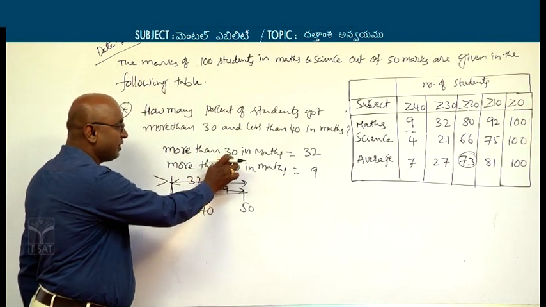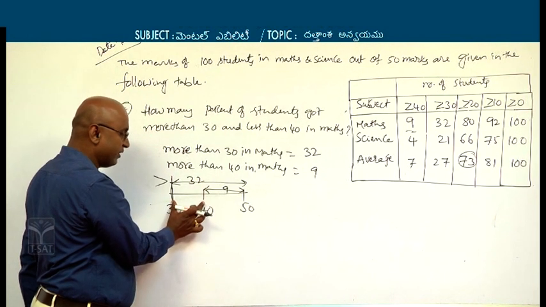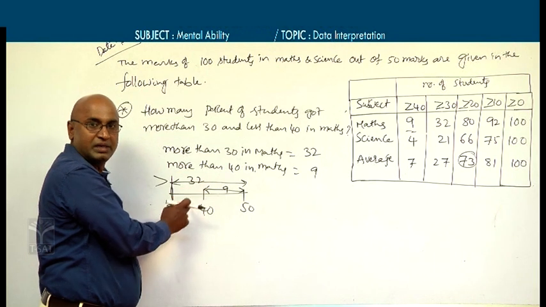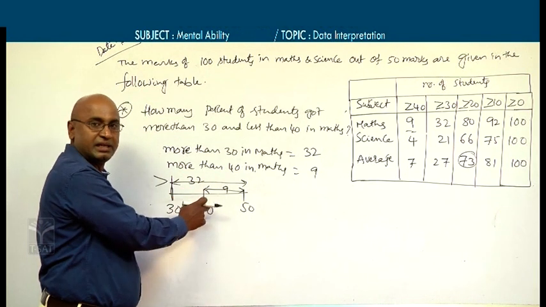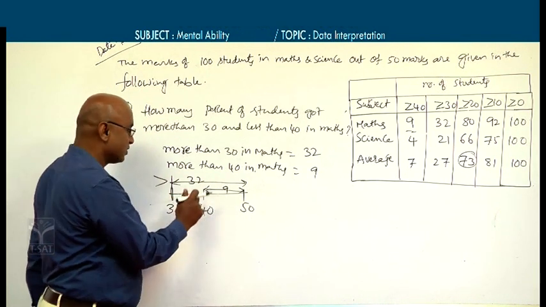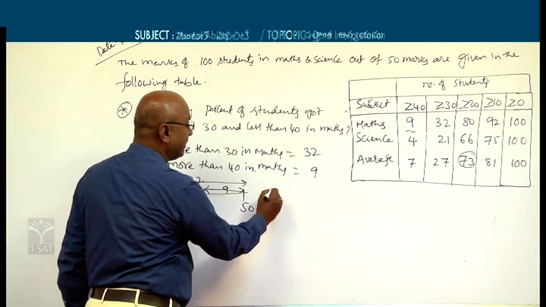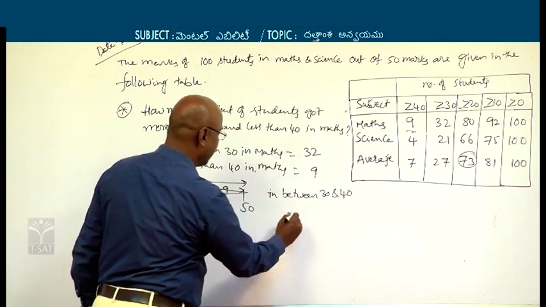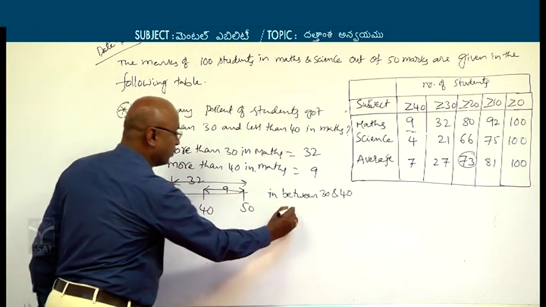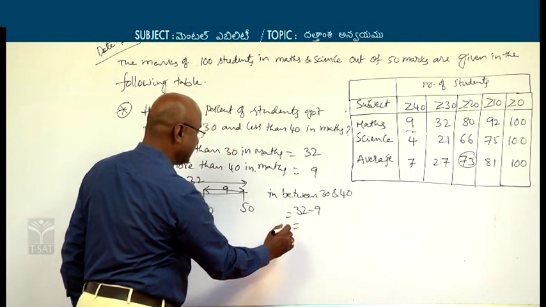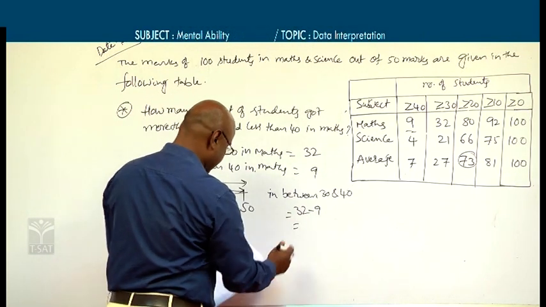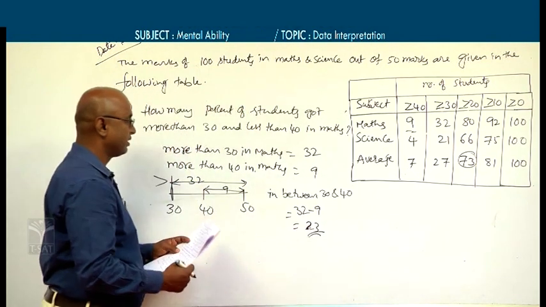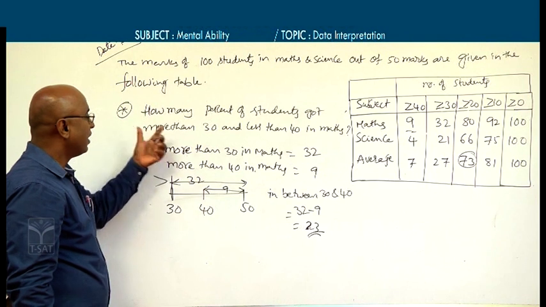మనకు కావాల్సింది ఏమిటి, ఇన్ బిట్వీన్ 30 and 40. సో ఇన్ బిట్వీన్ 30 and 40 యూ సబ్ట్రాక్ట్ దిస్ 9 ఫ్రమ్ 32, యూ విల్ గెట్ ద వాల్యూ ఇన్ బిట్వీన్ 30 and 40. Correct? So the number in between 30 and 40 is equal to total number 32 minus 9 is equal to 23. It is 23. Correct? One more time we'll see.